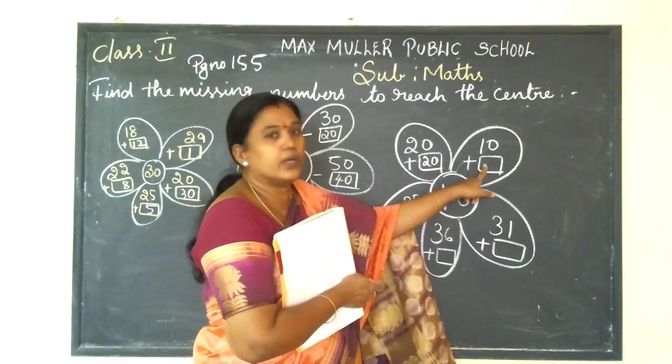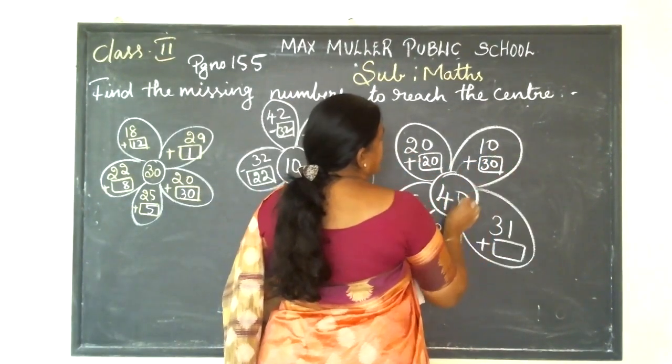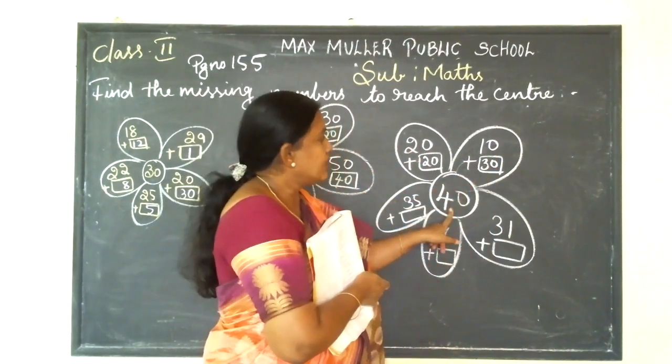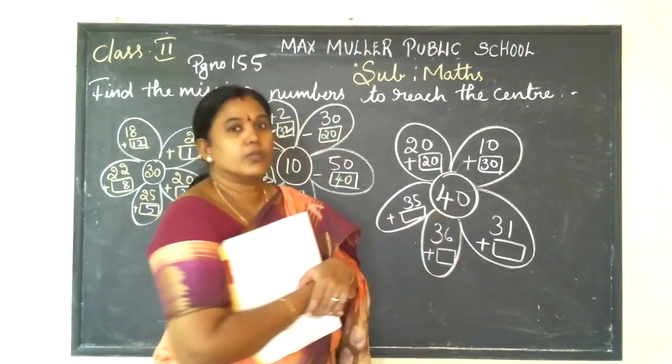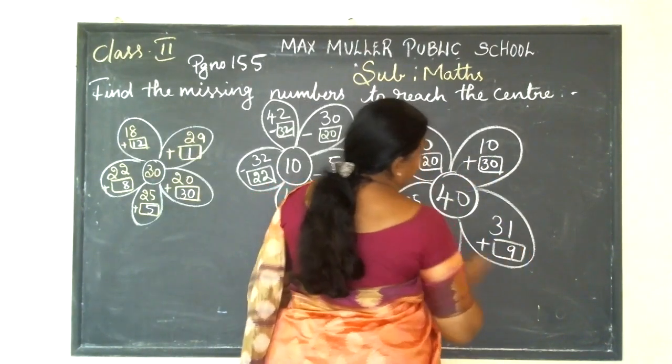For 40, how much do you want to add? 30. 0 plus 0, 0. 1 plus 3, 4. If you add 30, you will reach 40. Here 31, here 40. How much do you want to add? Sorry, children, 9 you want to add.